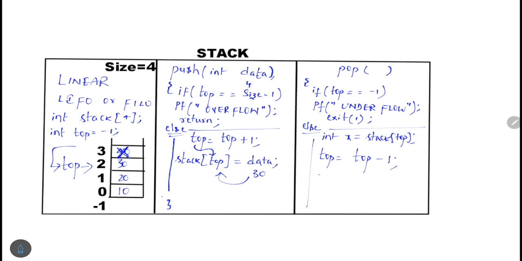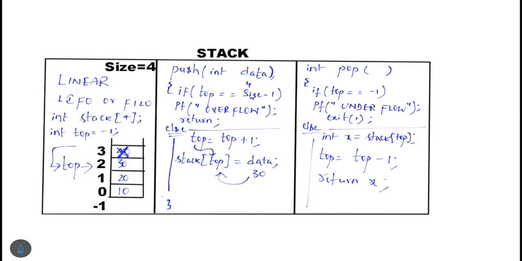So what we can do here, maybe we can return this x. This x is of type integer, so we need to specify the return type of the pop function as integer. So that is how the pop operation can be looked into.